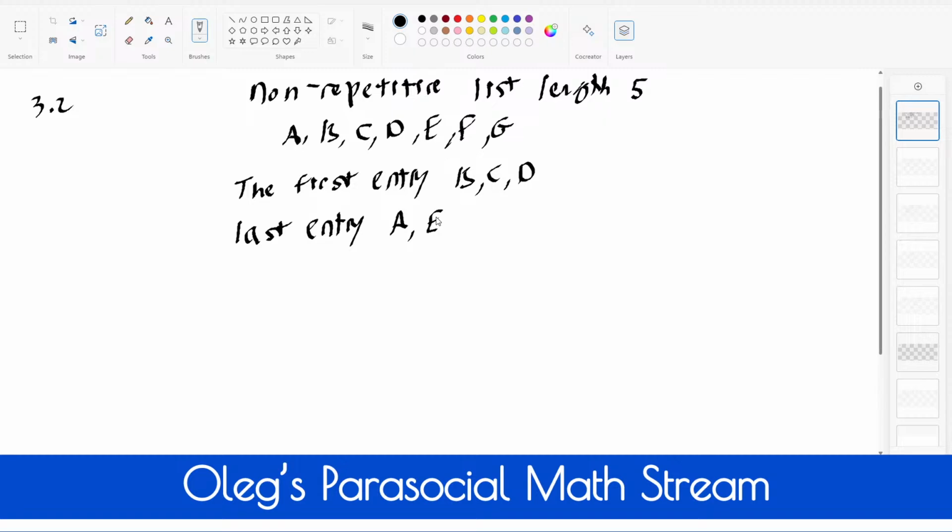Okay, so we're going to have 5 boxes. Box, box, and box. Okay, so we have 5 boxes, and we have to figure out, so the first box, what options do we have? So it says B, C, or D, so we have 3 choices. You can choose 3 in the first one. And this is non-repetitive.